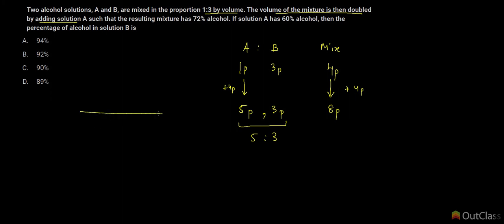Now you use the number line. You have 60 and an unknown mixed in the ratio 5 is to 3 to give you 72. So you invert that ratio, 3 is to 5, and then 72. So the 3 parts corresponds to a distance of 12. Using direct proportion, you get 5 parts should correspond to a distance of 20. So the unknown you're looking for is 20 more than 72. So it has to be 92.